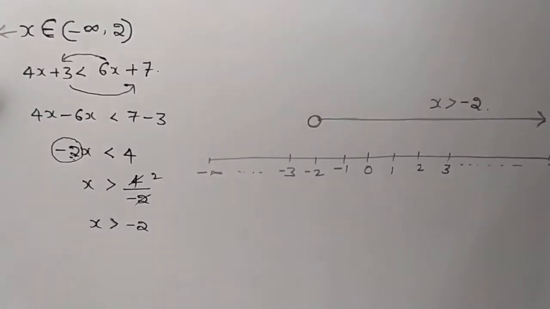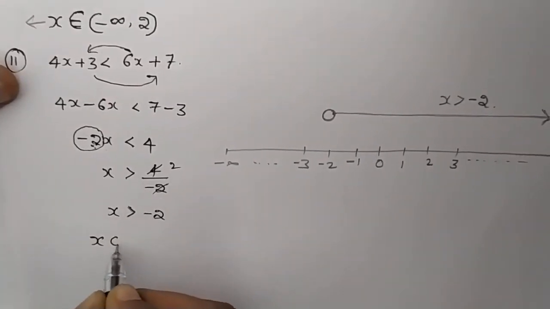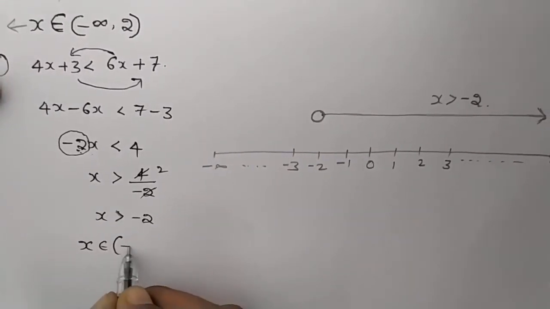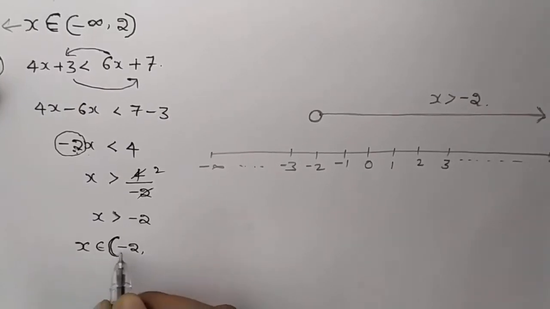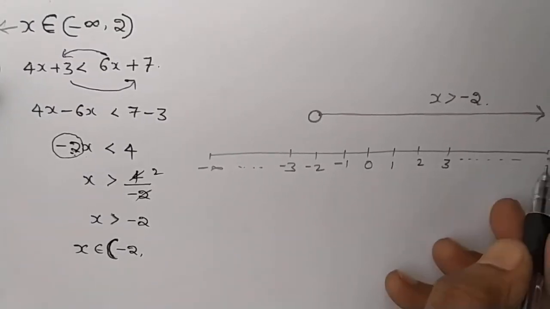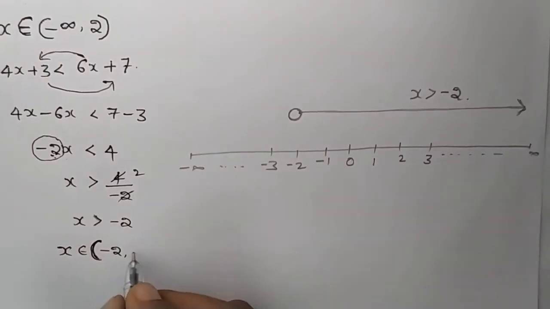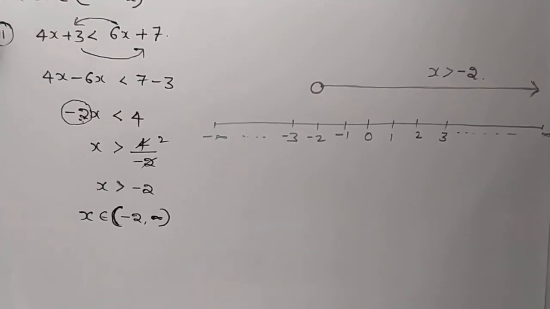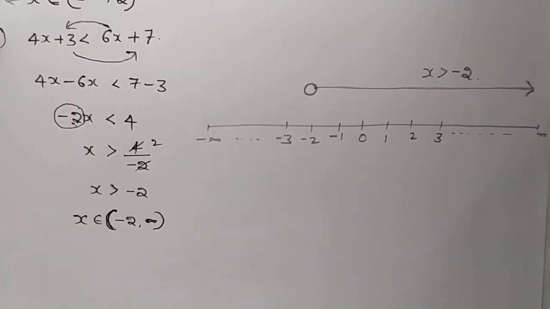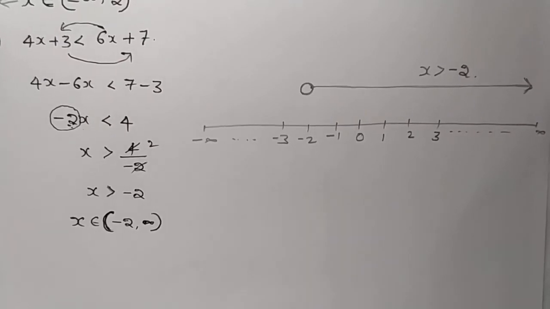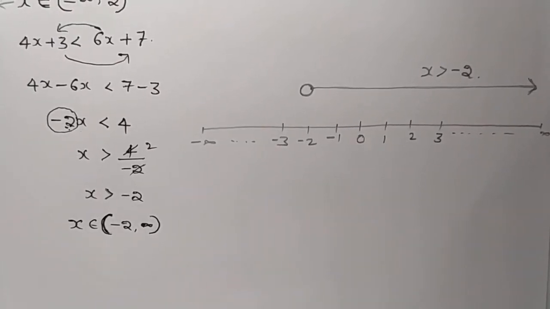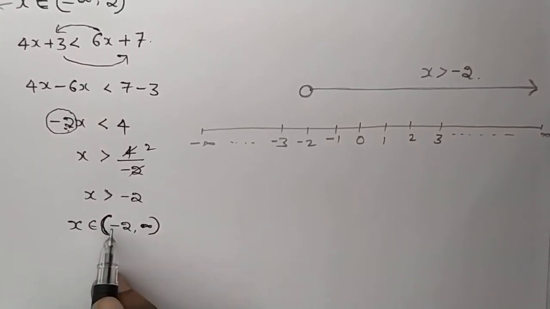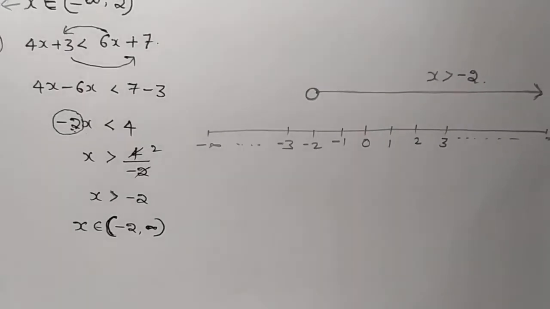Now what about x belongs to? Minus 2 is included or excluded? Excluded. An excluded endpoint means an open interval. Okay. Minus 2 to plus infinity. Plus infinity is excluded. Remember this, that minus infinity and plus infinity we should never include; they are always excluded. These are the open interval, minus 2 to plus infinity. Do you understand?